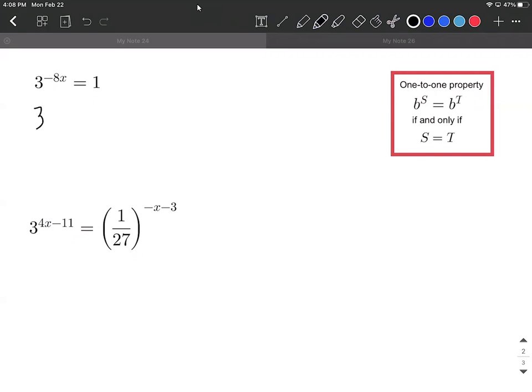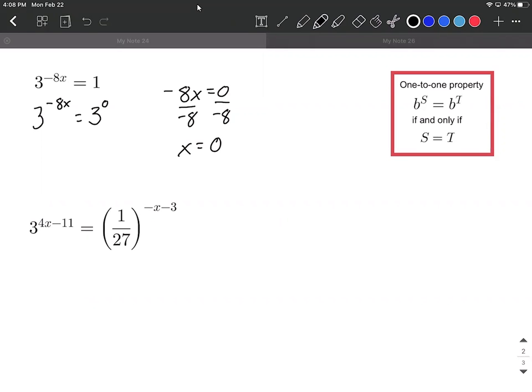So in this case, we have 3 to the negative 8x power. You can rewrite the 1 as 3 to the 0 power. This satisfies what we want, where we have the exact same base on both sides. Drop the bases, set the exponents equal to one another. Now we have a nice linear equation, divide both sides by negative 8, and x is going to be 0.